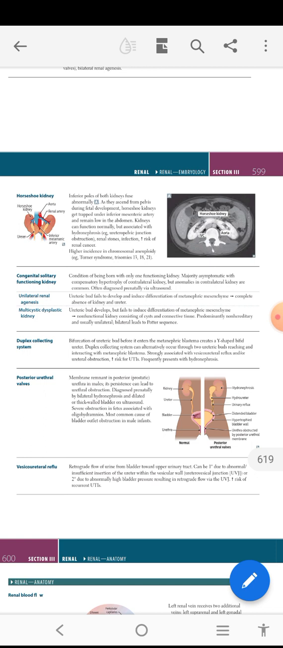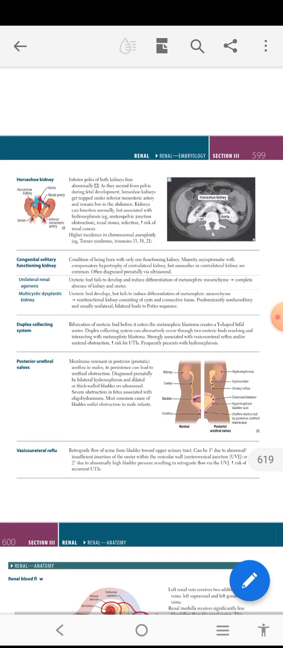Then there is a multicystic dysplastic kidney, in which the ureteric bud develops but fails to induce the differentiation of the metanephric mesenchyme. This leads to a non-functional kidney consisting of cysts and connective tissue, predominantly non-hereditary and usually unilateral. Bilateral can cause even the Potter sequence.